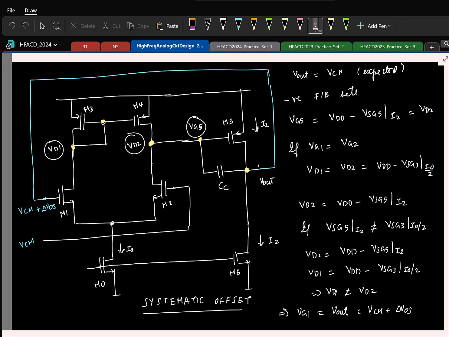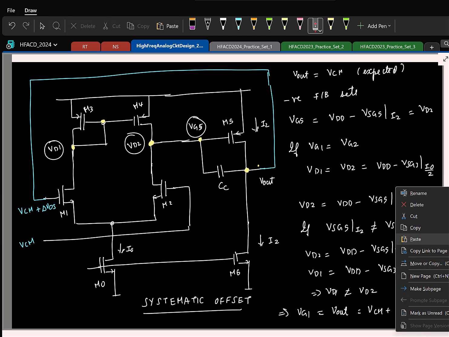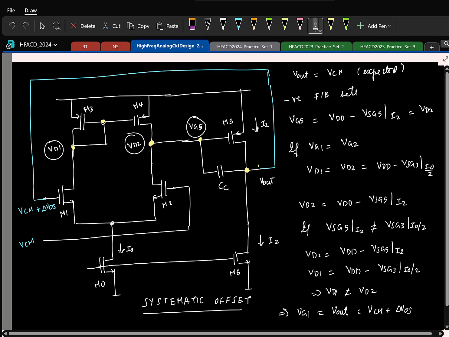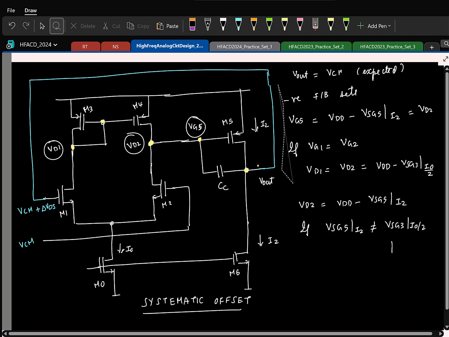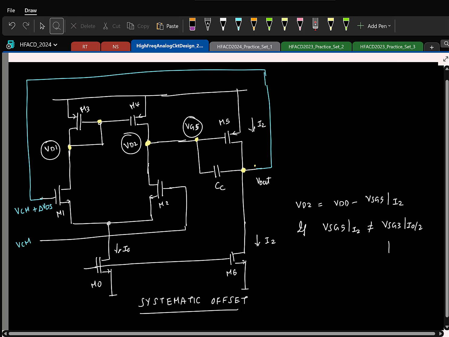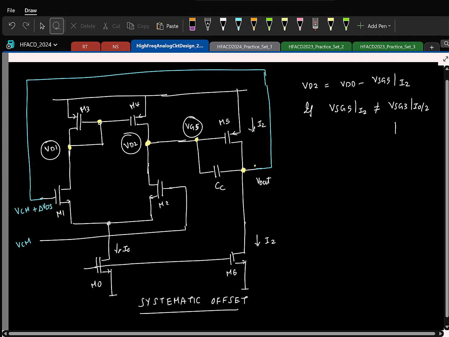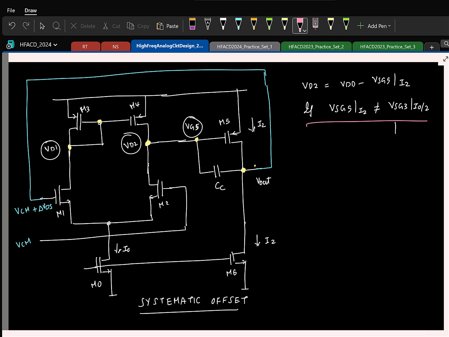Can that compensate this? Not exactly, because you will find that drain dependency is not so much, gate dependency is more in the current. Current is strongly dependent on gate voltage. Voltage has to change. So the simplest solution to prevent the systematic offset is to ensure this condition, let me copy this. So this is the primary reason why the offset is happening.